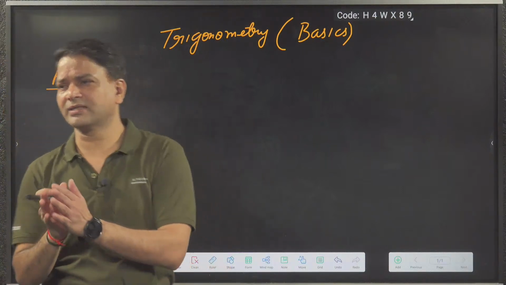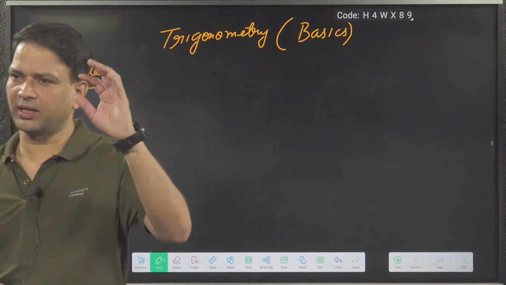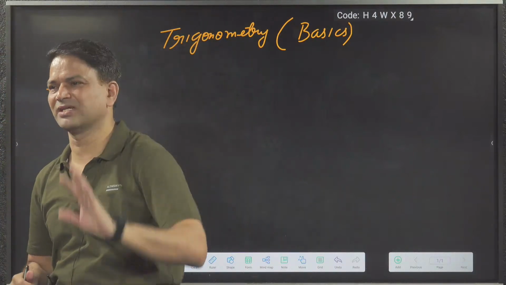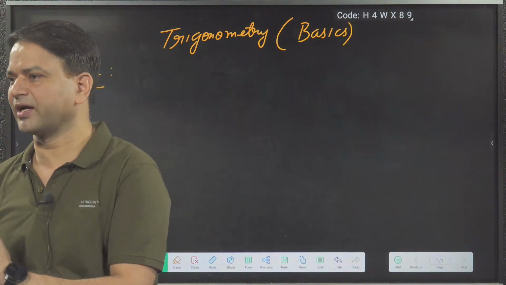So I think everybody has a basic idea about the angle. Here I will first discuss the plane angle. In units and dimensions I will tell you about the solid angle. So, the angle or plane angle, everybody knows what an angle is.